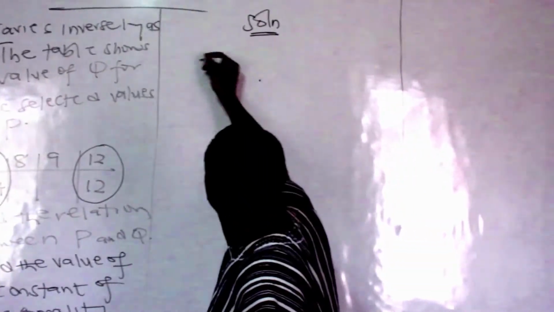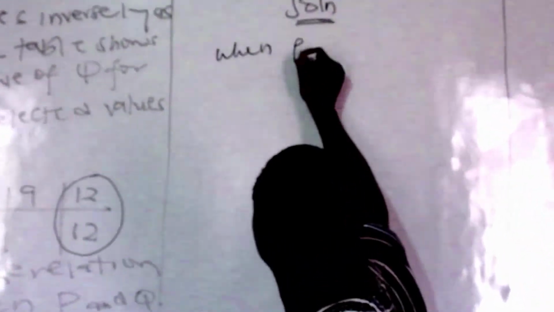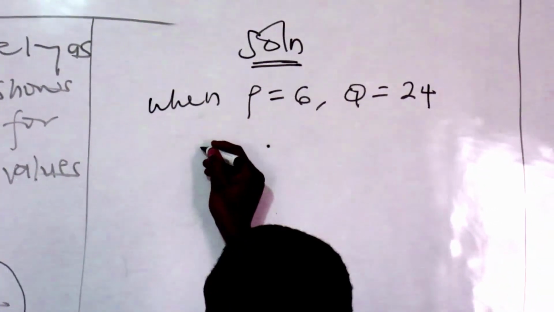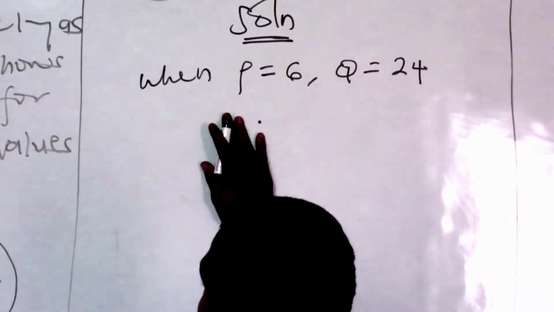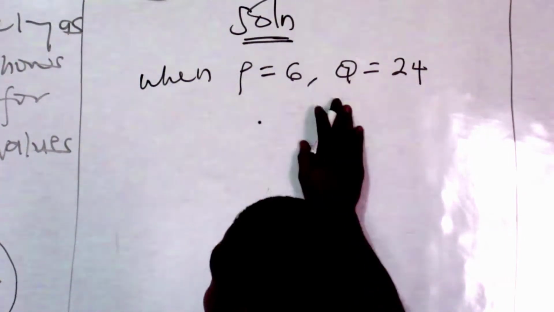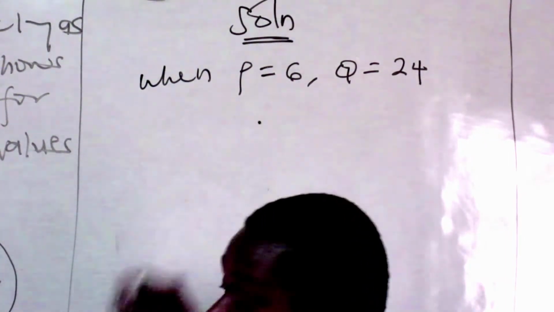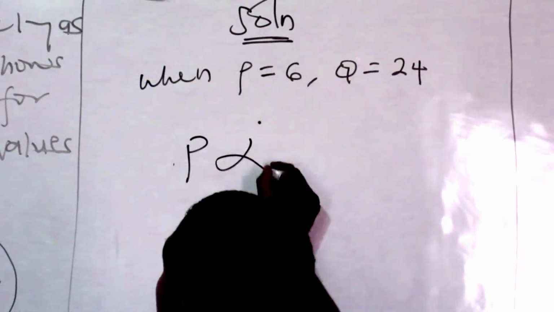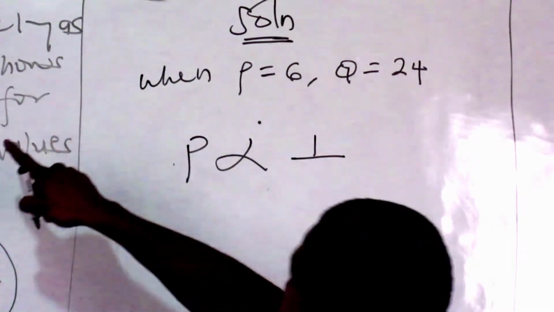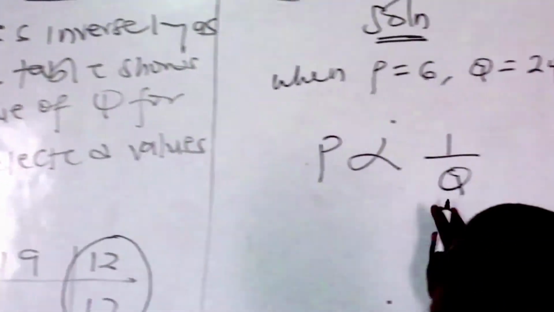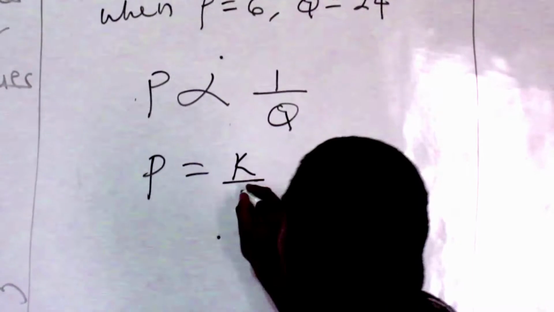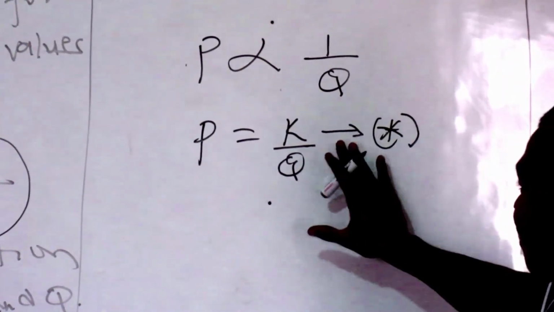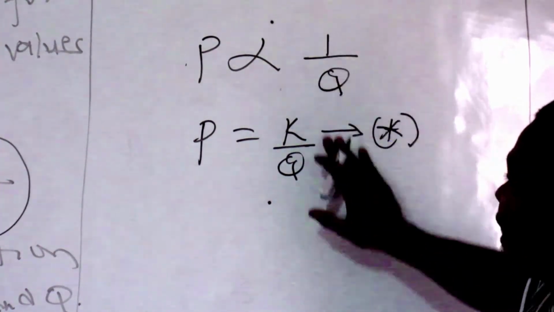Maybe you can say when P is 6, Q is what? 24. Good. When P is 6, Q is 24. So before we do this, we have to write our relation first. Right? Okay. So can I write a relation? P varies inversely as Q. Good. So that is what we are going to get. So we have the relation first. Before you use this, you have to get a relation first.